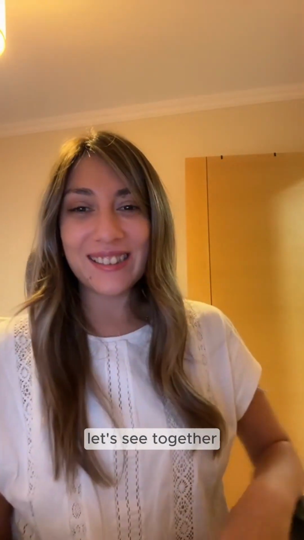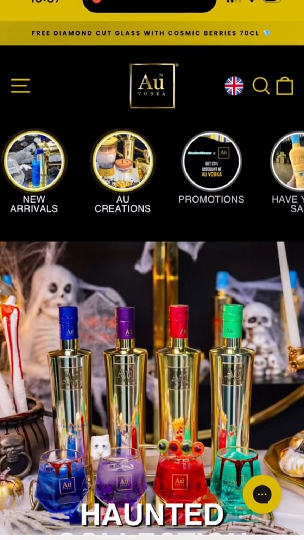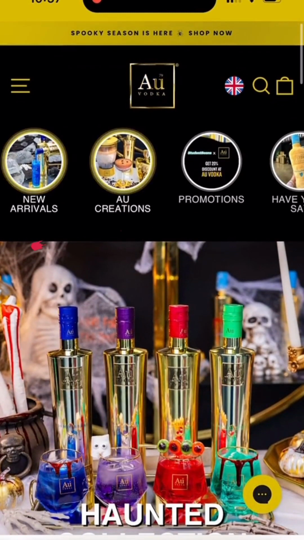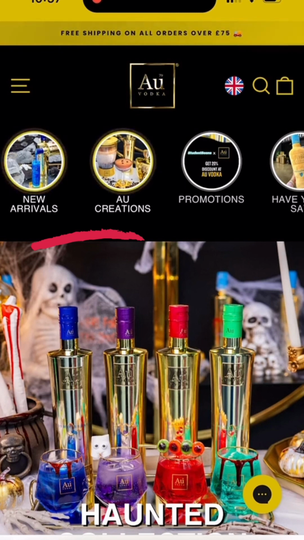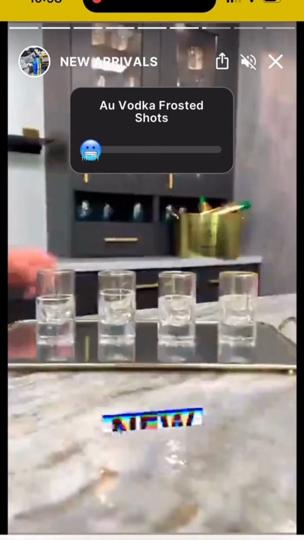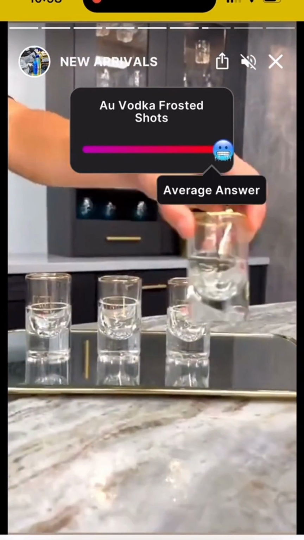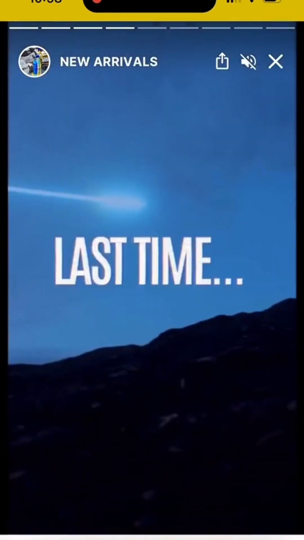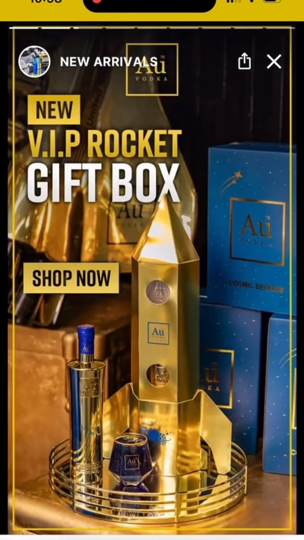Let's see together. And this is the Au Vodka website. Look at the animations here around the story group covers for new arrivals, Au creations. I don't see it for promotions because it's only for unseen story groups. And let's check our first story group, which is new arrivals. This story group is all about the new products with emoji reactions. Let's go to the first story, which is about a recipe.